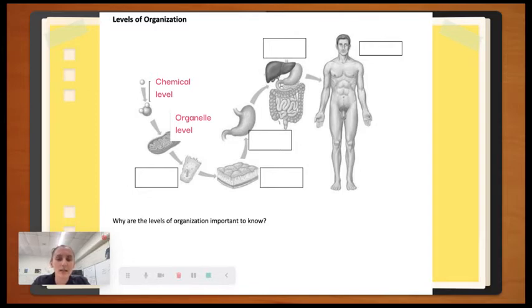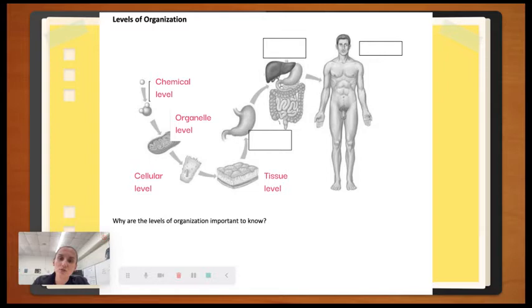When we talk about organelles, we might be talking about things like the nucleus, the Golgi body, the endoplasmic reticulum, whether it's smooth or rough, the mitochondria, which is the powerhouse of the cell. All of those are our organelles. And all of our organelles together make up a cell. So then we move on to the cellular level. And a group of cells all together creates a tissue. So now we're moving up to the tissue level.